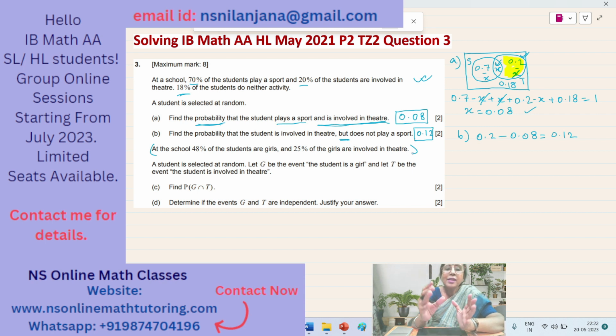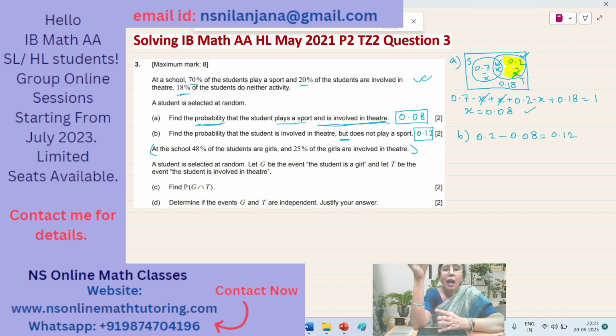Now, I have seen many students getting confused in this part because the first part is easy. You draw the Venn diagram, that part they do. But when they come to this part, suddenly 48% of the students are girls, and that is not connected to the previous Venn diagram. We have to connect this to the previous Venn diagram. This is where the difficulty lies. You have to connect these two because over here, 48% of the students are girls, and 25% of those girls are involved in theatre.